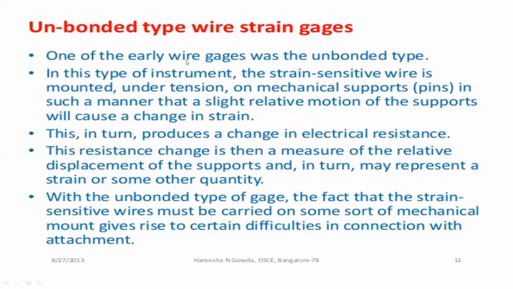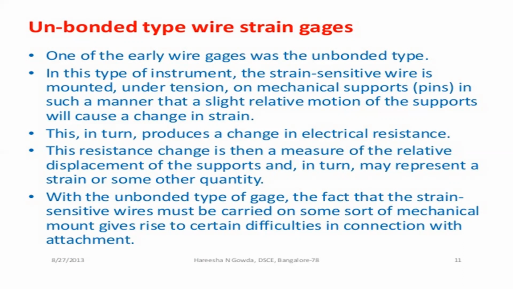The unbonded type of wire strain gauge: one of the early wire gauges was the unbonded type. So in the earliest days, we used this type of gauge. In this type of instrument, the strain sensitive wire is mounted under tension on mechanical supports, that is, pins, in such a manner that a slight relative motion of the supports will cause a change in strain. This in turn produces a change in electrical resistance.